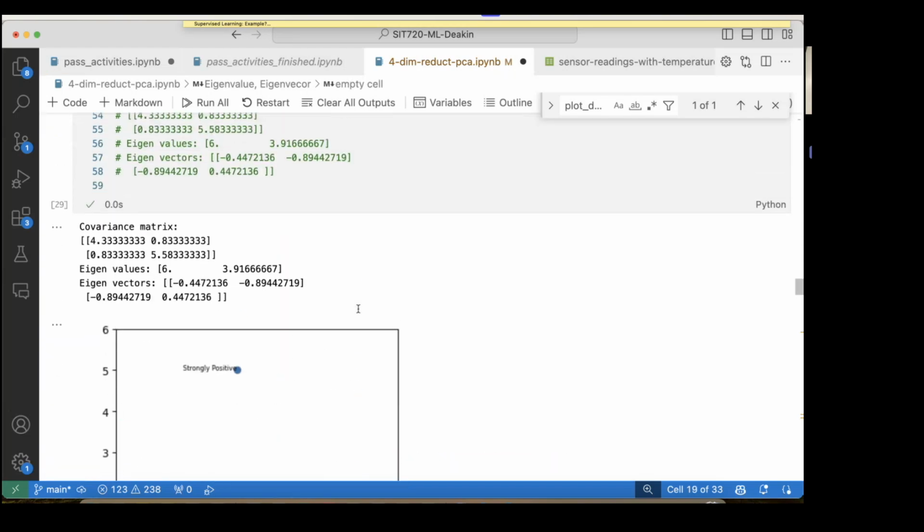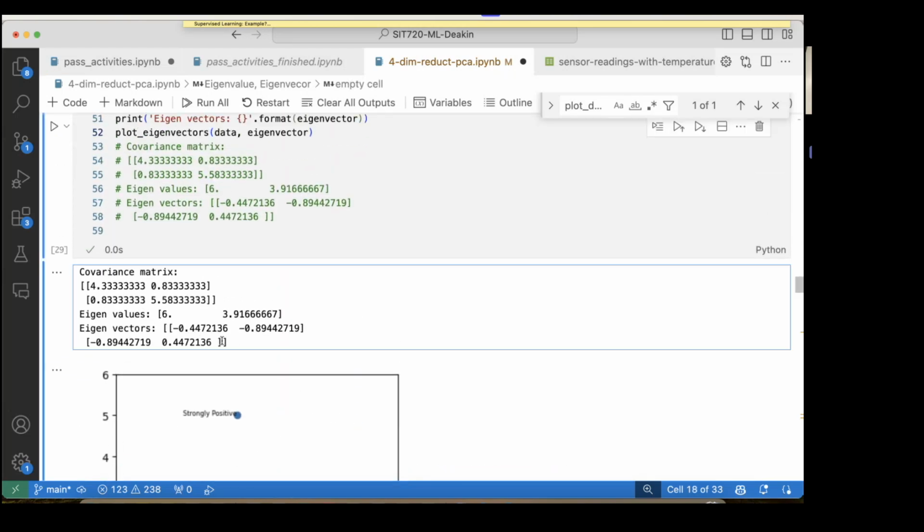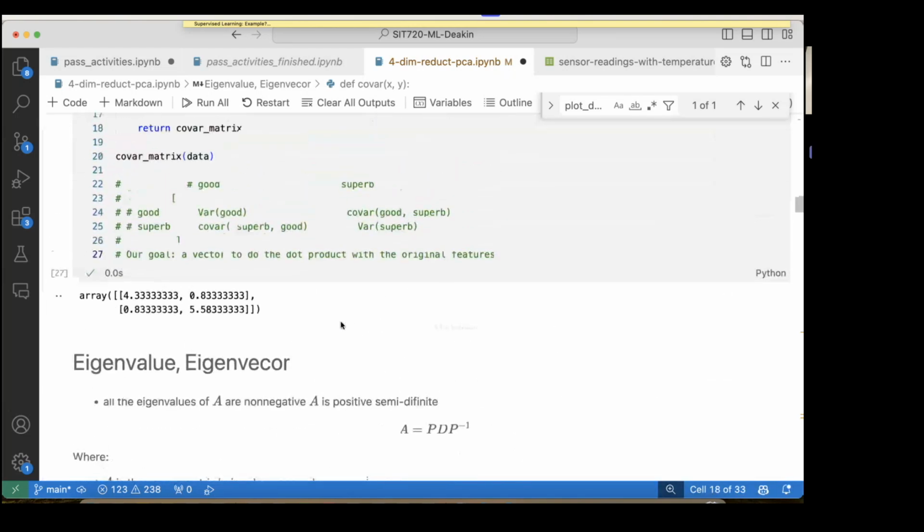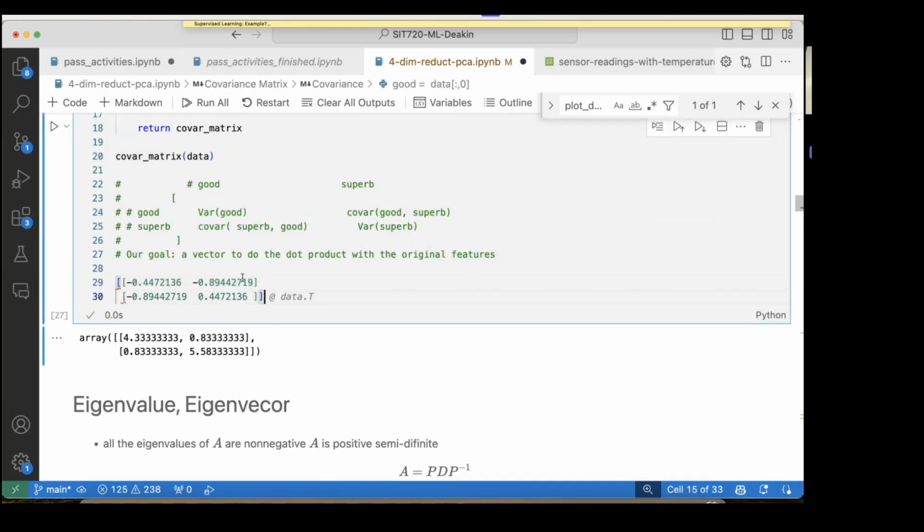Okay, so let me do the thing. Now we have two eigenvectors. First eigenvector, second eigenvector. Let me copy paste these eigenvectors. So this is our result. This is vector 1. Normally in PCA, we call it principal component 1, and this one principal component 2.